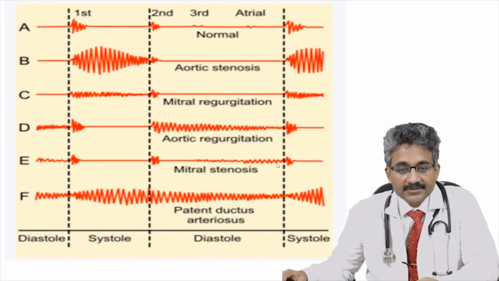Pre-systolic accentuation. And then lastly, students, you can see patent ductus arteriosus, where there is a murmur both in systole and diastole engulfing the S2. So this is a continuous murmur. A continuous murmur is one which is present both in systole and diastole engulfing the S2. It need not be present throughout the systole, but it should be both in systole and diastole, and it should engulf the S2. That is the patent ductus arteriosus continuous murmur.